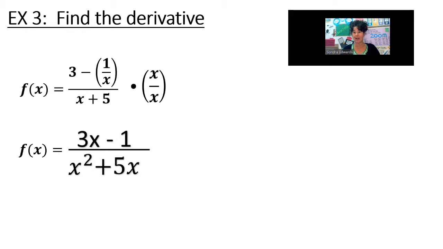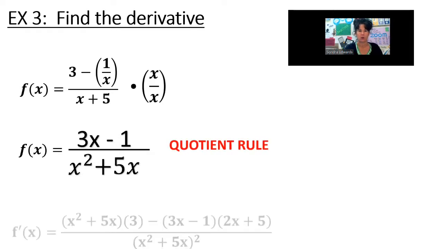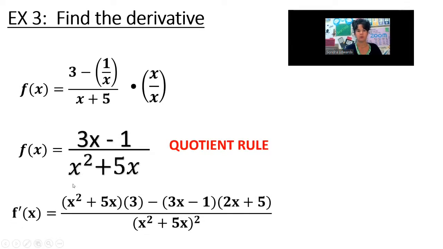So low-d high minus high-d low over low squared. Start low, end low, over low squared. Quotient rule. So I'm just doing that quickly. Low, x squared plus 5x. D high, the derivative of 3x is 3, and the derivative of minus 1, a constant, is 0. Minus high, so 3x minus 1. D low, derivative of x squared is 2x. Derivative of 5x is 5.